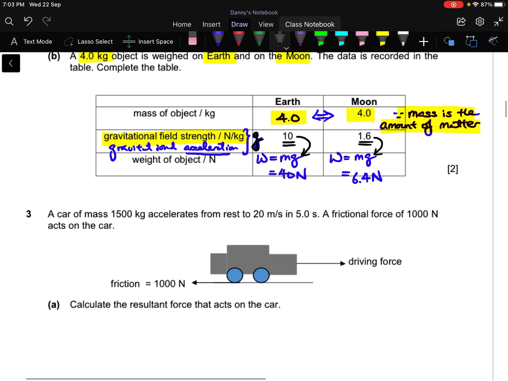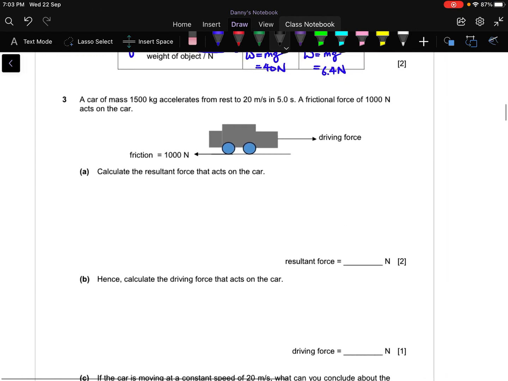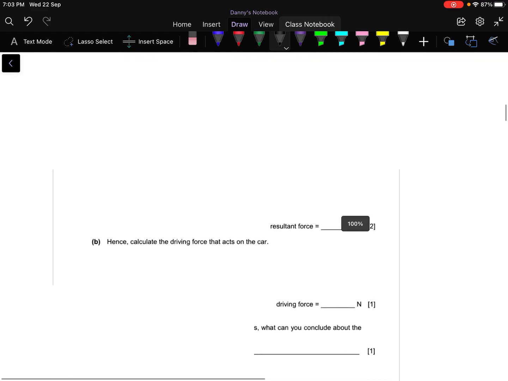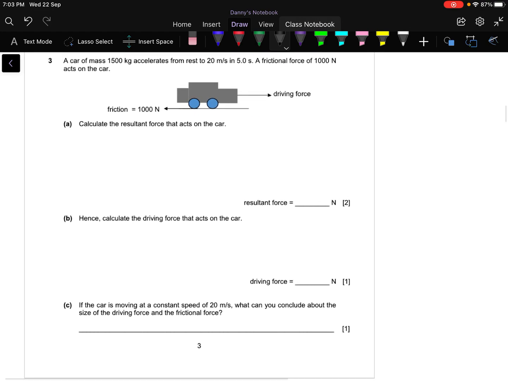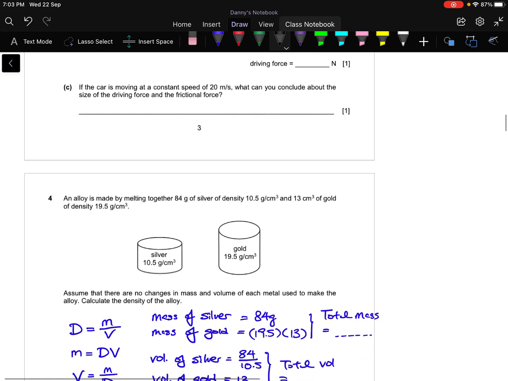Just WhatsApp me. Okay, for question 3, we have not reached here, so we are not going to cover forces this time. You should rejoice, because forces are one of the killer questions.